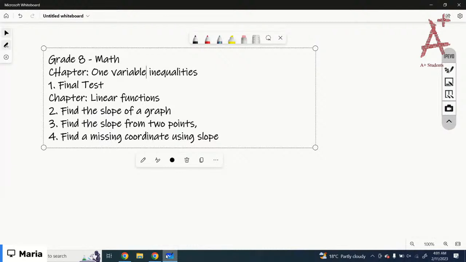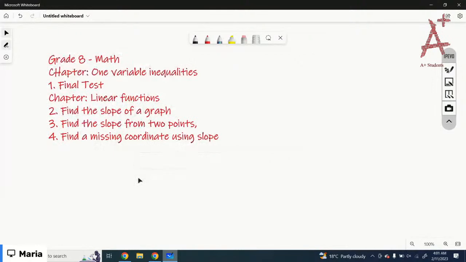So we're going to start with grade 8 maths. You can find all the lessons on ablestudents.com. You have to log in there using your email address, and the password is provided by the administrator.